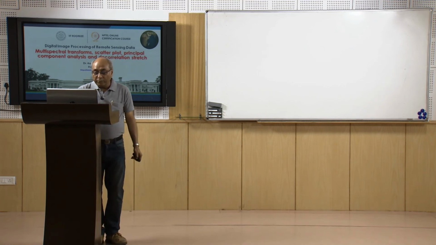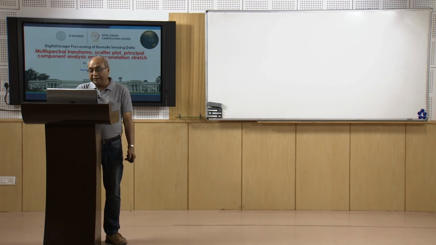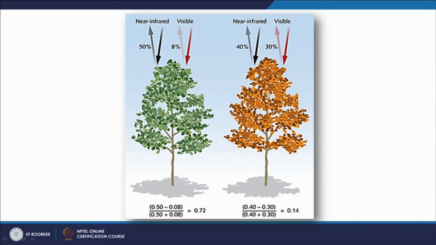Here is the example, like this is the healthy vegetation. On the right side you are seeing the vegetation which is not having much chlorophyll. So here in infrared the reflection is about 50% and in visible just 8%. But when we go for dry leaves or vegetation which is suffering from stress, maybe lack of water or some disease, then the near infrared reflection has reduced by roughly 20%, whereas visible reflection has increased very significantly from 8 to 30.